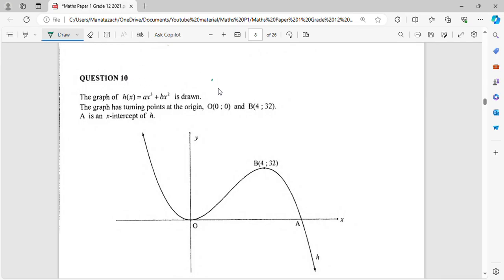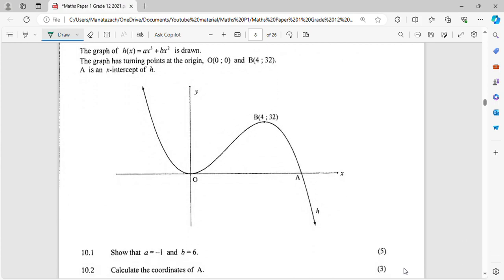Today we'll be doing an exam question on a cubic function, grade 12. So let's start. The graph of h is drawn. The graph has a turning point at 0 and B. A is the x-intercept. So we've got all the 3 points as on the statement. The first question is, show that a is -1 and b is 6.